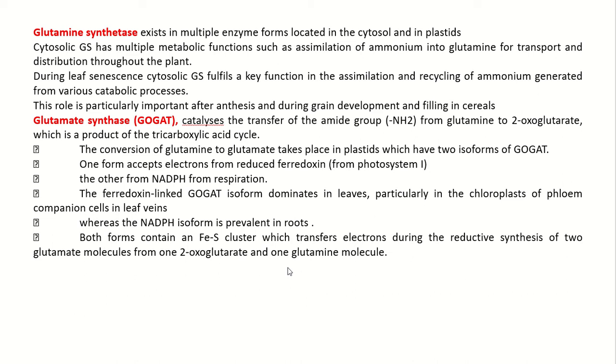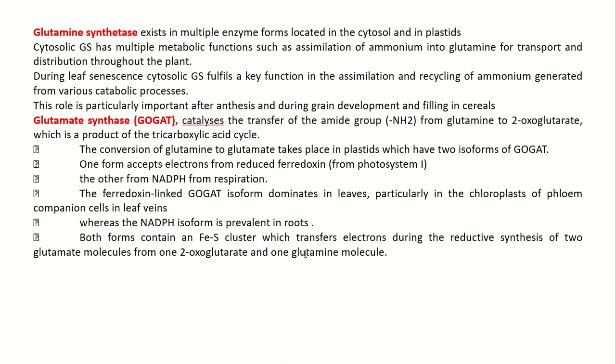The conversion of glutamine to glutamate takes place in the plastids, which have two isoforms of GOGAT. One form accepts electrons from the reduced form, that is ferredoxin, from photosystem 1. The other form uses the reduced form NADPH from respiration. Now, the ferredoxin-like GOGAT isoform dominates in the leaves, particularly in the chloroplast and the phloem companion cells in the leaf vein. The NADPH isoform is prevalent in those.